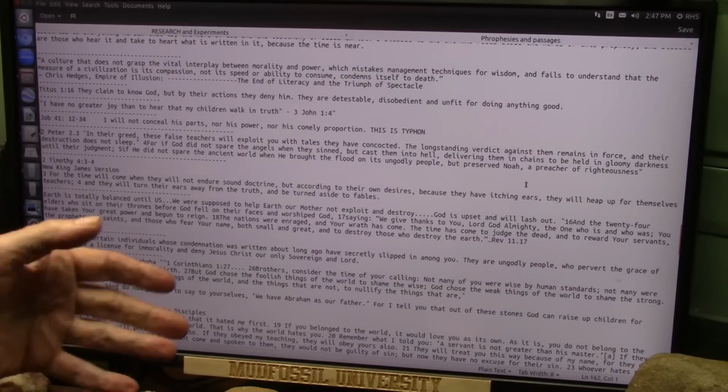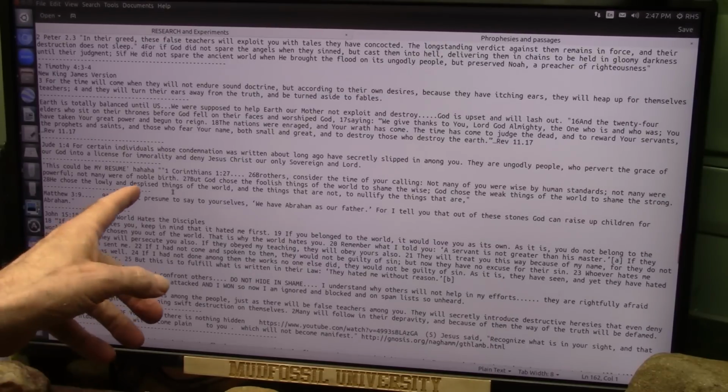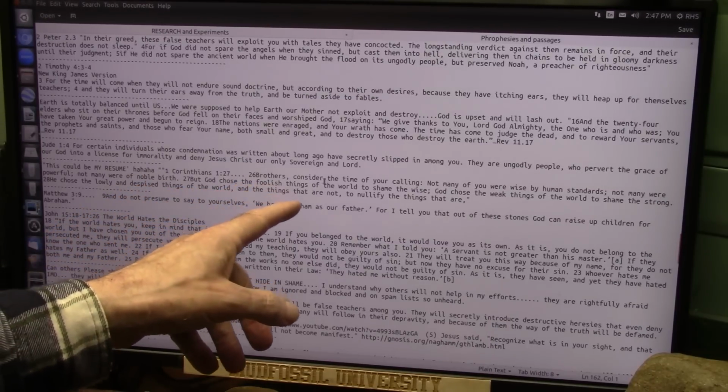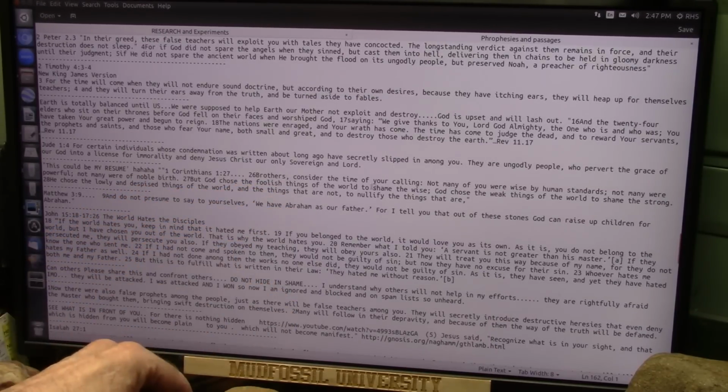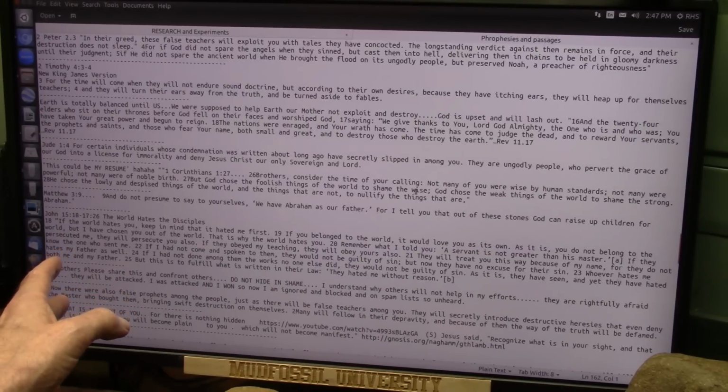These are not my words. These are words that are serious. And here it is right here, 1 Corinthians. Consider the time of your calling. Brothers, consider the time of your calling. Not many of you were wise by human standards. Not many were powerful. Not many were of noble birth. God chose the foolish things of the world to shame the wise. He chose the weak things of the world to shame the strong. And he chose the lowly and despised things of the world and the things that are not to nullify the things that are.